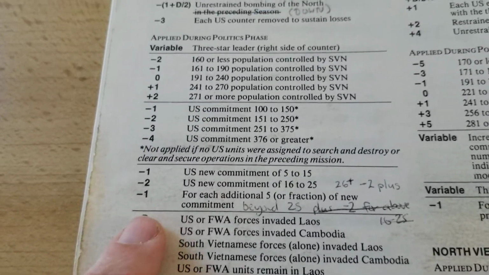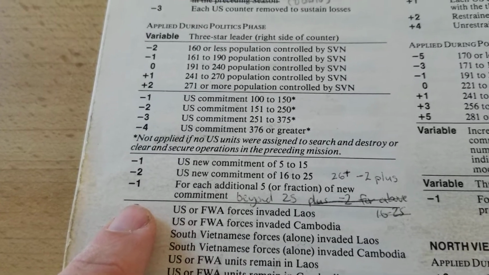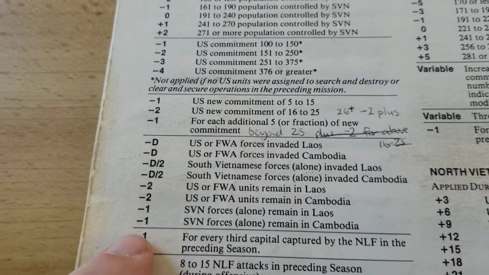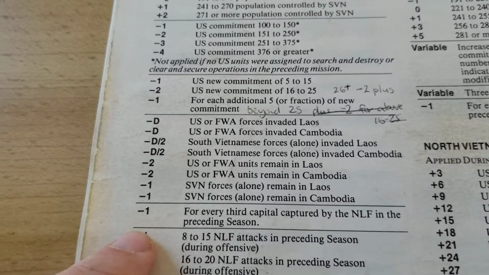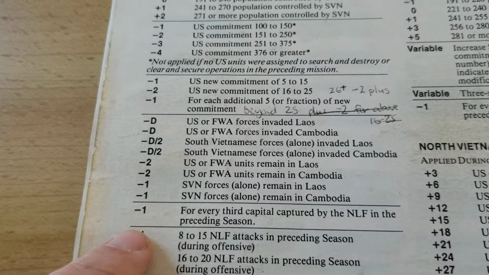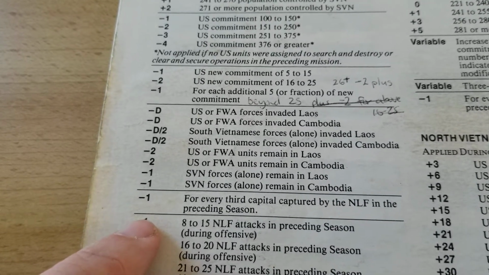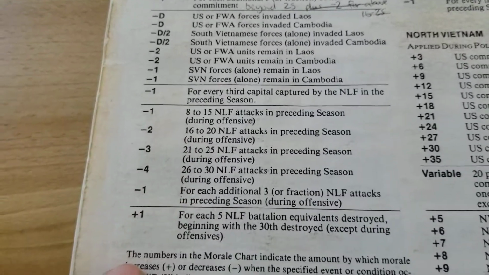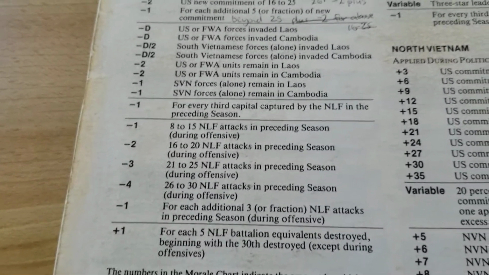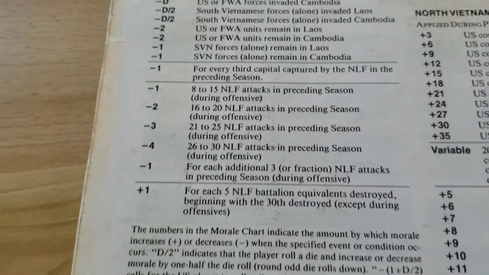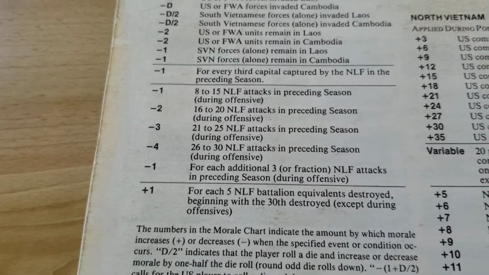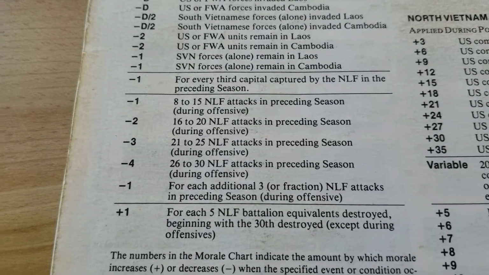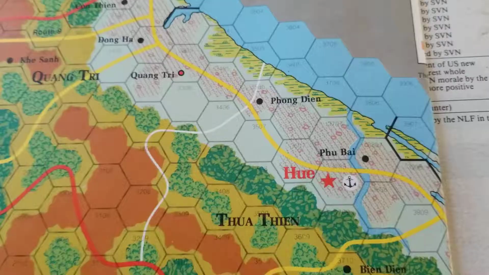Other things that affect U.S. morale: sending new troops in or sending new commitment to South Vietnam reduces U.S. morale. Invading Laos, Cambodia, losing provincial capitals in the previous season. So you'll have these markers on the map, and during the previous season, that'll be marked. And then we have attacks during an NLF offensive, like the Tet offensive. And then you get a kick if you destroy more than 30 battalion equivalents of NLF troops.